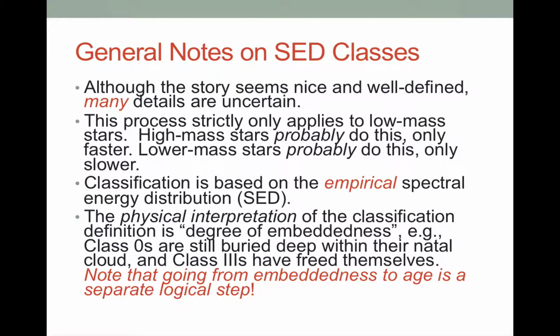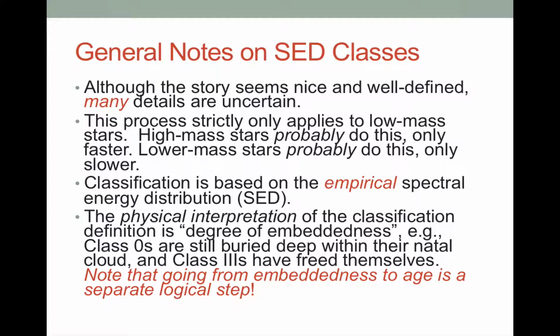This is the first of several slides with caveats. So the story that I've woven with the cartoons and the movies from the other video and the cartoon that I just showed you with the SEDs, it seems very well defined. But there's an awful lot of details that have gotten swept under the rug here. Technically, this process only applies to low mass stars. High mass stars probably do this just faster. We don't know. Lower mass stars like brown dwarfs probably do this too, only slower.